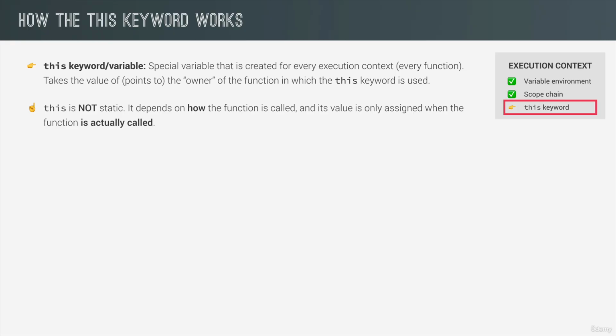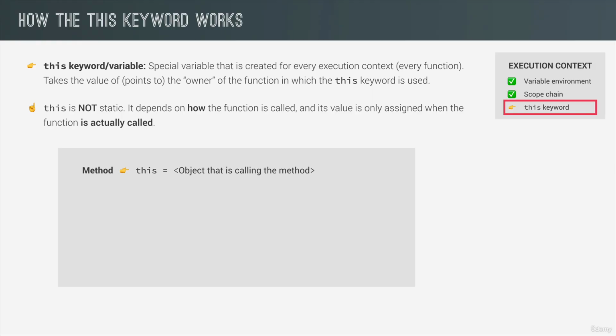Well, let's analyze 4 different ways in which functions can be called. And the first way to call a function is as a method, so as a function attached to an object. So when we call a method, the this keyword inside that method will simply point to the object on which the method is called. Or, in other words, it points to the object that is calling the method.